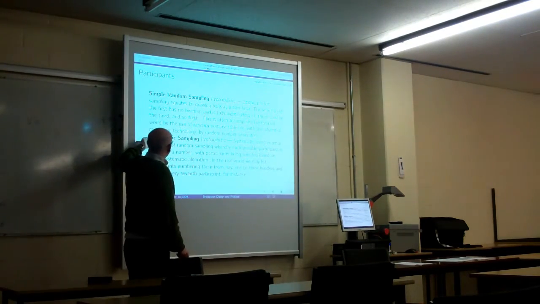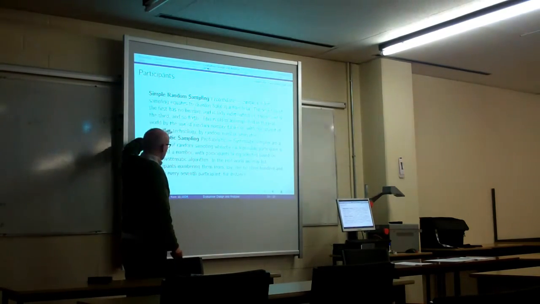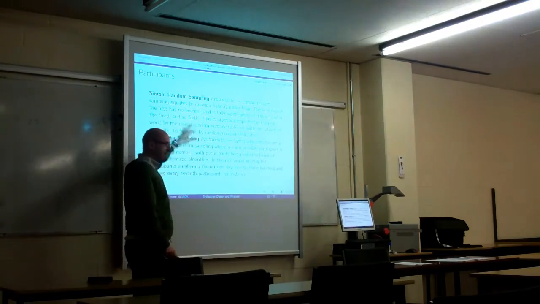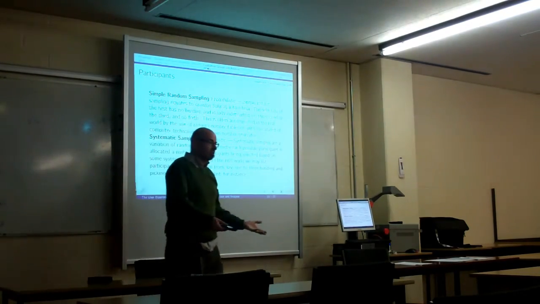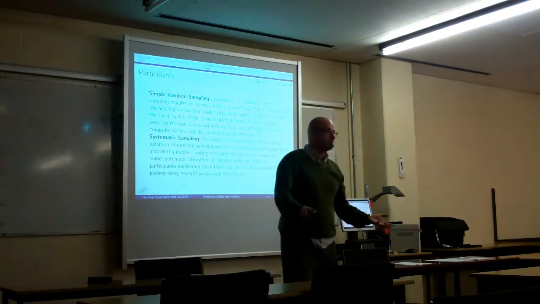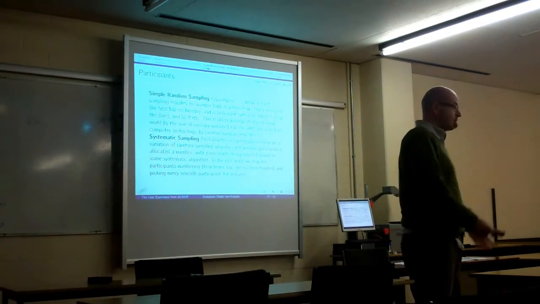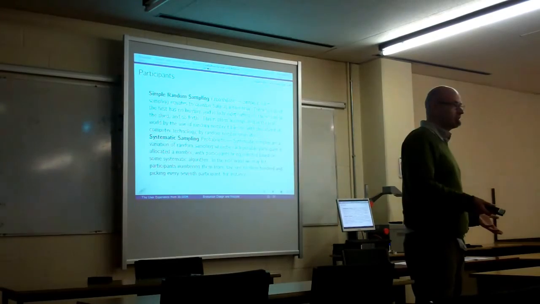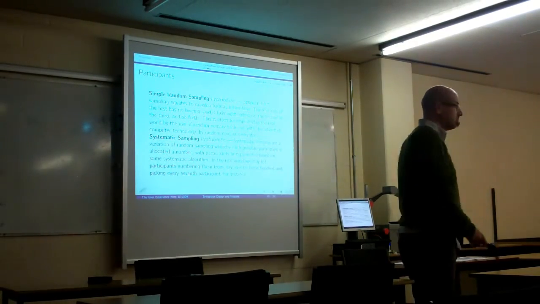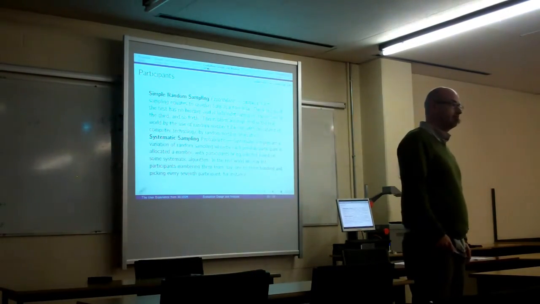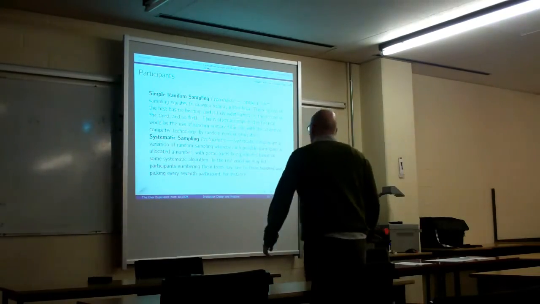Simple random sampling, that's the best. But then we go down to systematic, and we'll go down to the worst. It's just levels of what we can get in some regard. Sometimes we just can't get it, because it's very difficult to get this kind of data set. So a good random sample is difficult to get.